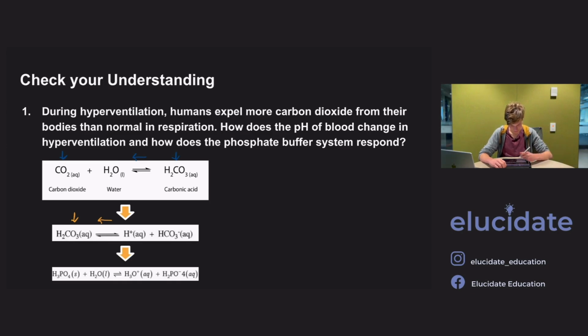This in turn will lead to a decreased concentration of hydronium ions when they are consumed in the reverse reaction. The decreased hydronium ions would make the blood much more alkaline. Fortunately, the phosphate buffer system will respond to this change. The decreased concentration of hydronium ions will then cause this equilibrium system to shift to the right to favour the products. This then restores the lost concentration of hydronium ions, keeping the pH of the blood constant.